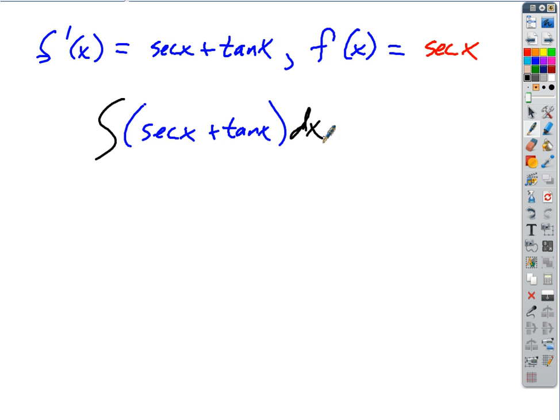Are you just making this up? No, this is actually in the book.